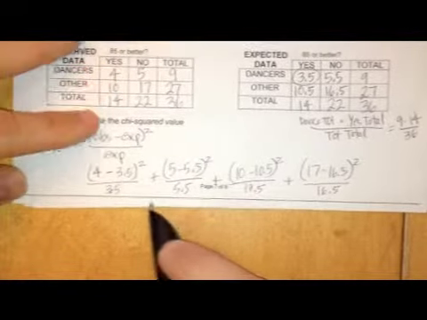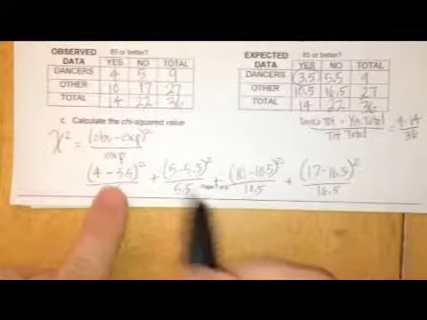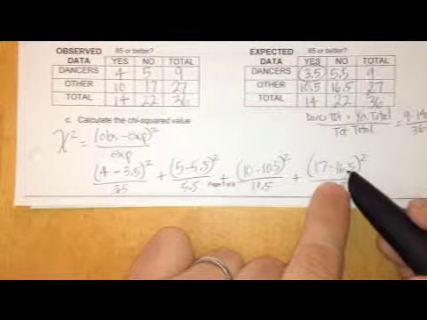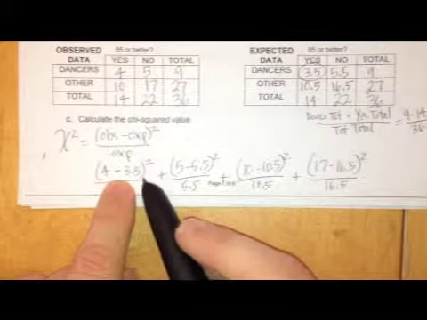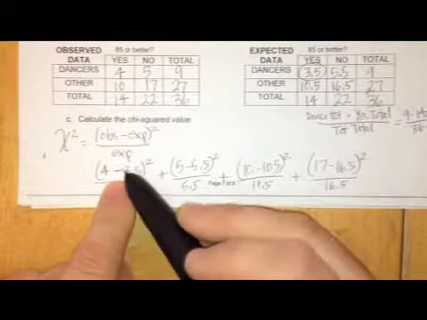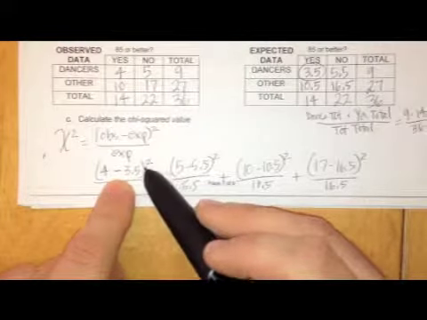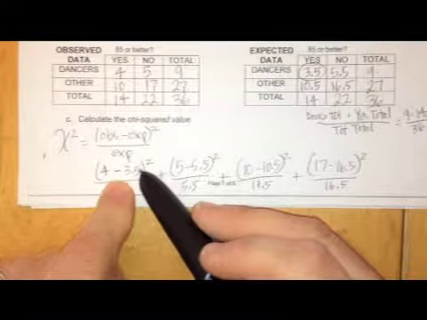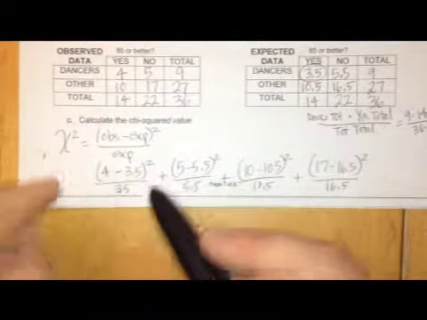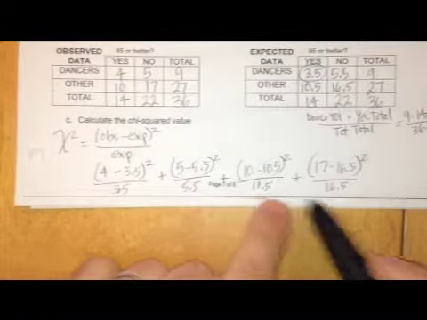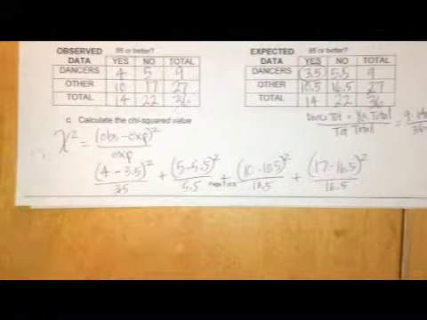As I move forward and simplify each one of those, I notice on the top of each fraction, I'm getting the same number. And that happens again and again when you do chi, especially a 2 by 2 chi like this. I get 0.5 squared on the top each time, which works out to be 0.25. But because the denominator is different, I get a different value each time.